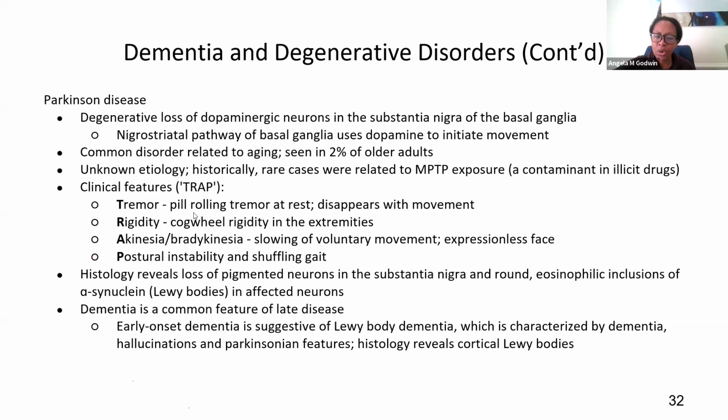So these people have that pill rolling tremor, but if they're moving, you don't see that, it goes away. There's cogwheel rigidity of the extremities, very slow voluntary movements, faces become more expressionless, and shuffling gaits. So that's sort of the textbook presentation of Parkinson's.